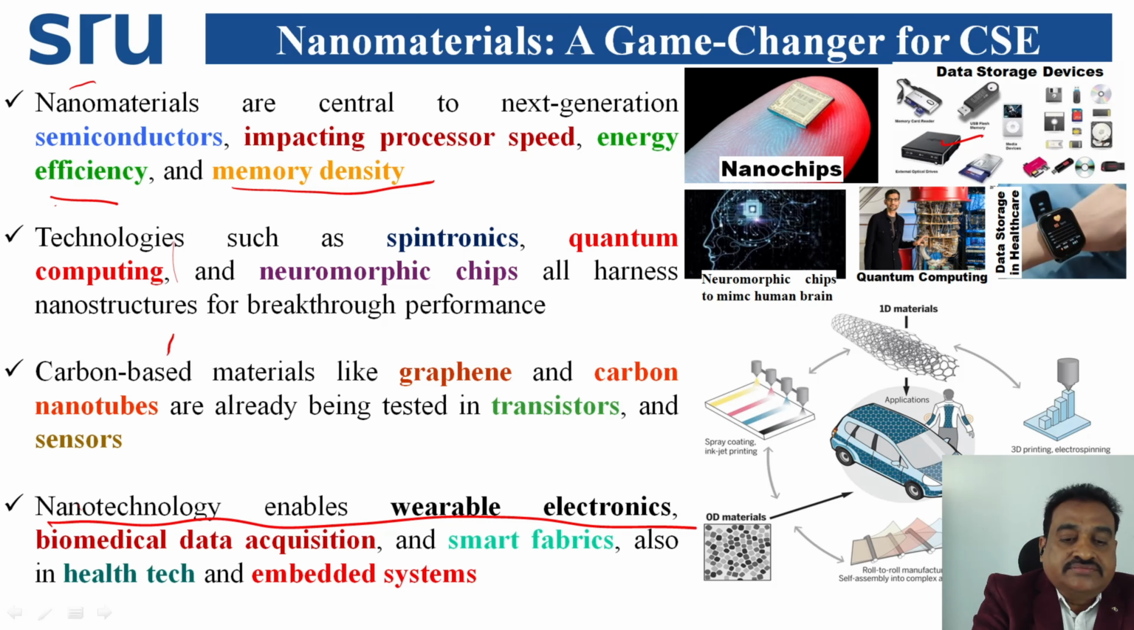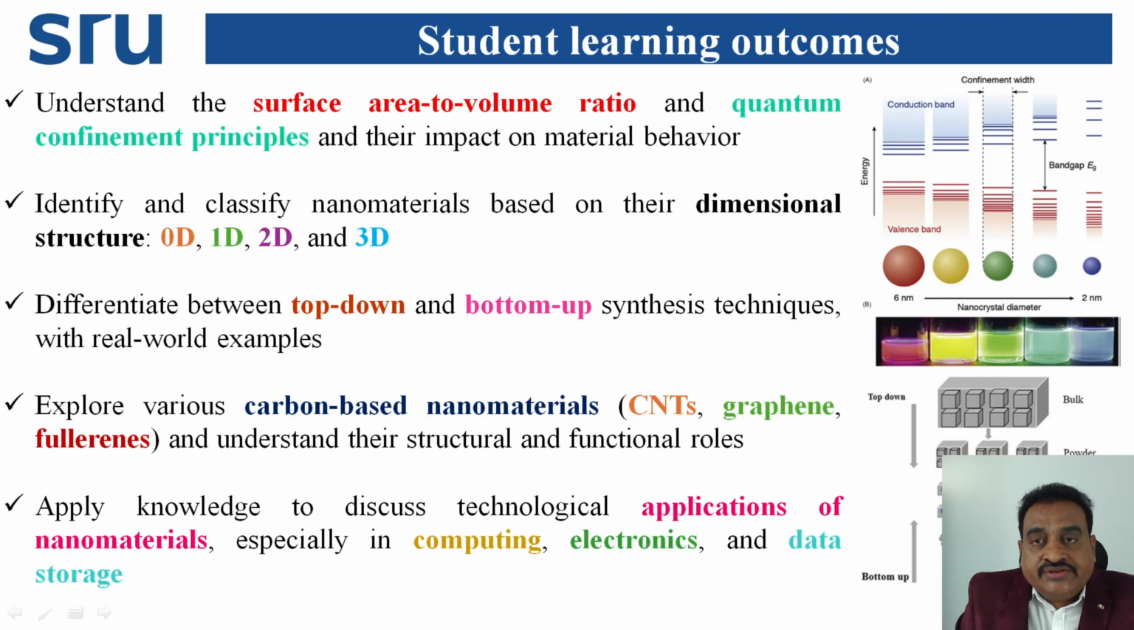You can observe here, we try to understand, after learning this, the students' learning outcomes. Understanding the surface area to volume ratio: the bulk material is divided into small pieces, then the radius of the small pieces decreases, and then the surface area to volume ratio increases. This increasing surface area to volume ratio gives different properties to nanomaterials.